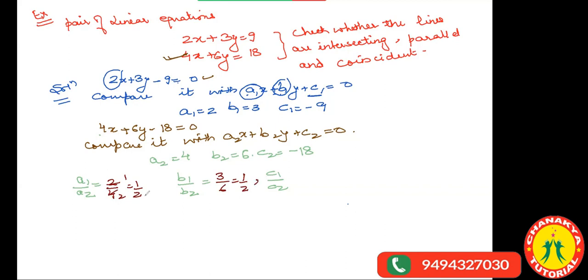And then C1 by C2. Minus 9 by minus 18, that will equal 1 by 2. Right. Yes, ma'am. Good, beta.